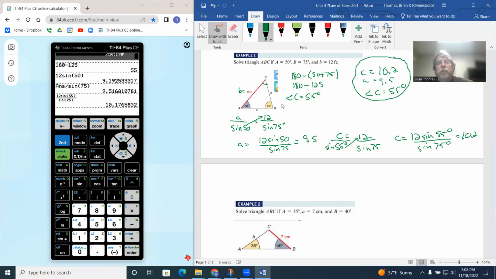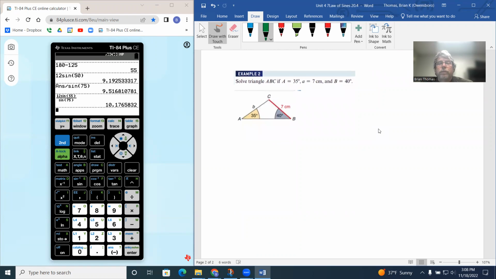Notice that opposite the biggest angle should be the biggest side. So 12 should be the biggest side of all. It is. Notice how angle C was 55 degrees and angle A is 50 degrees, so side C should be bigger than A, and it is. Since A is the smallest angle, side A should be the smallest side. So that's kind of checking out for us.